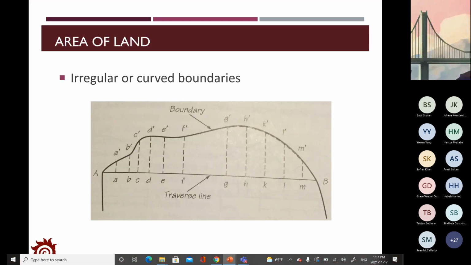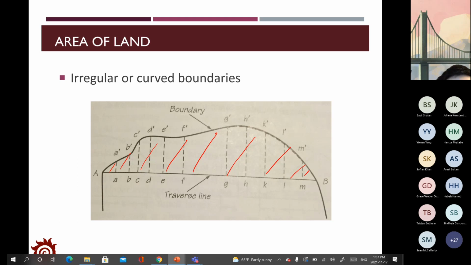If you can see the figure here, the boundary is not regular, but you still want to find the area between the irregular boundary and the traverse line. Then you need to think about a more efficient way, not based on the coordinates. You need a more efficient method to calculate the area, and of course, for this situation, the area calculation will not be accurate. It is an approximation of the area behind the irregular boundary lines.